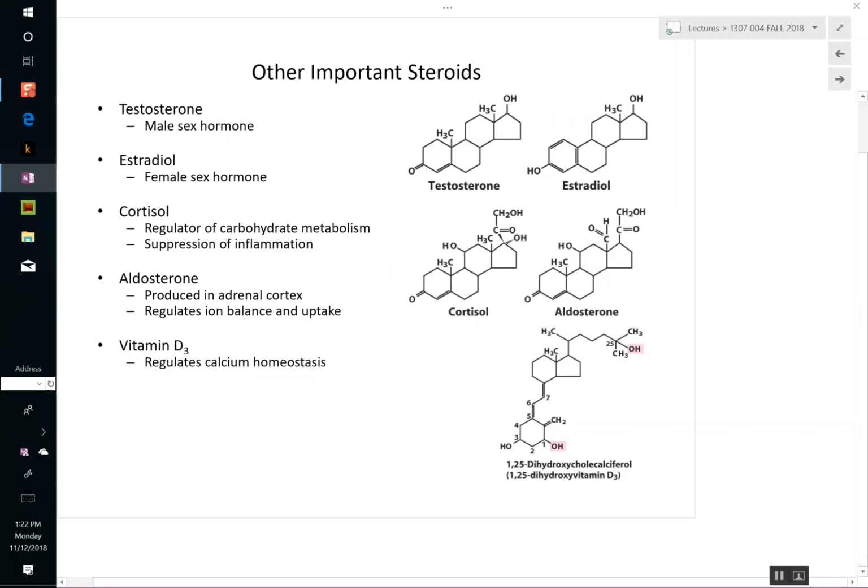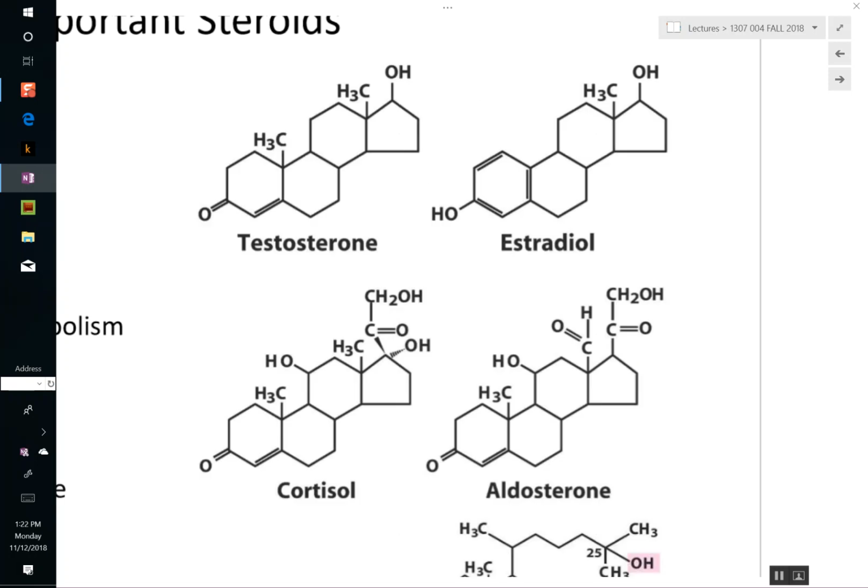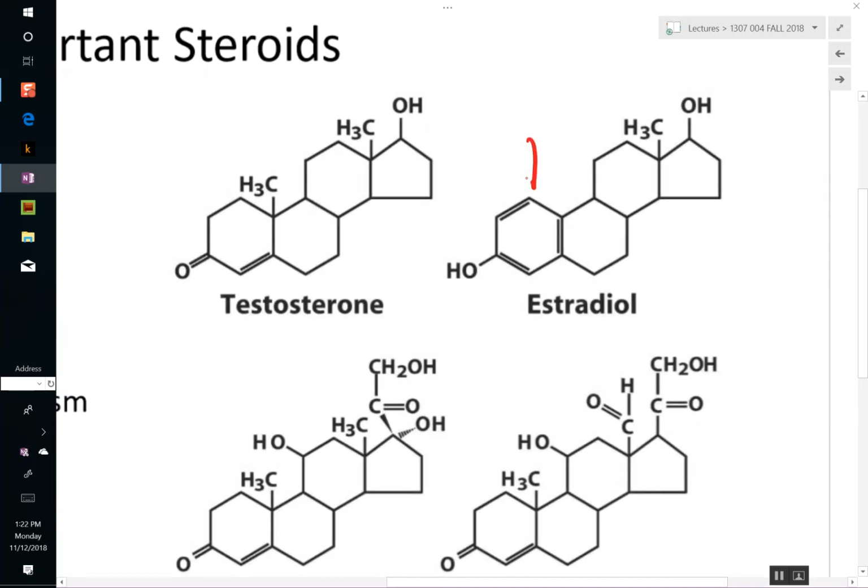All right, so this gets into exactly what some of those look like. So there's estradiol and testosterone. You can see a lot of similarities. The estradiol, interestingly enough, is aromatic. That's not a requirement here for this steroid nucleus. You can see testosterone has a double bond right here. Estradiol has alternating double bonds, so it actually is an aromatic ring with these other three rings.